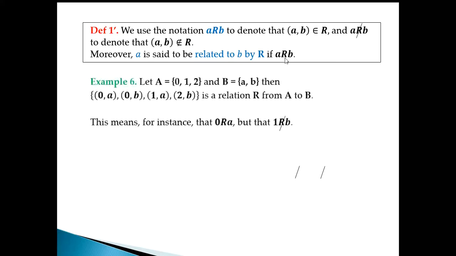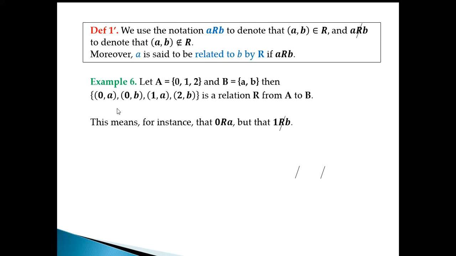Next, we take an example. Set A has the three elements 0, 1, 2. Set B has the two elements a, b. Then a relation is given with ordered pair elements (0,a), (0,b), (1,a), (2,b). This is a relation from A to B.